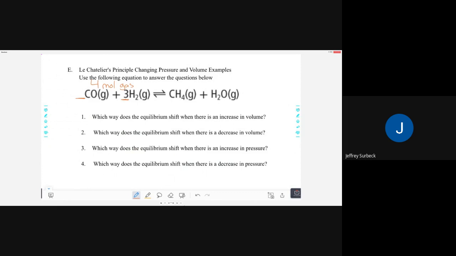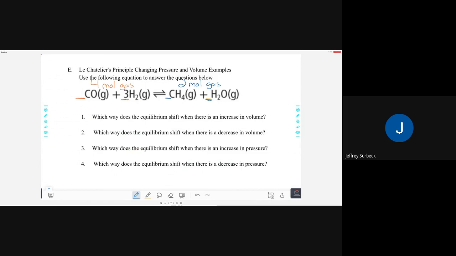Okay, on the right, if we take a look at this, we have a 1 coefficient and also a 1 coefficient. So a total of 2, all right? So this helps give us a basis for our next 4 questions. So question number 1 says, which way does the equilibrium shift when there's an increase in volume? So volume, what's happening to pressure? Pressure is decreasing. A decrease in pressure shifts to the side with the most moles of gas.